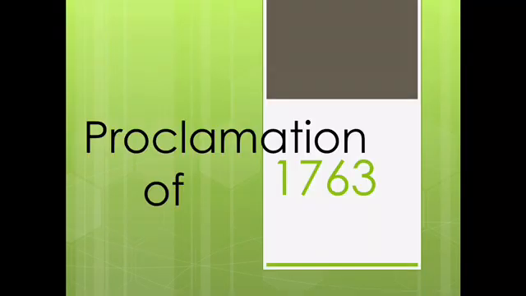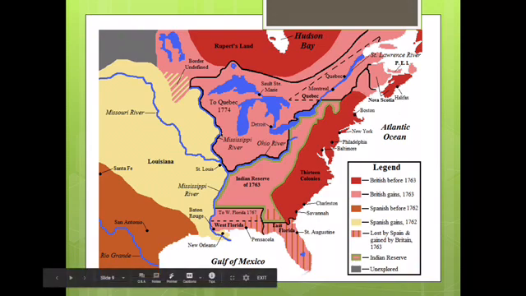So, the Proclamation of 1763. This is what I promised you we'd talk a little bit more about. A proclamation, to proclaim something, is to say it with authority, to say this is how it shall be, this is what I demand. So the Proclamation of 1763 is a demand from the king that shall be followed, shall not be broken. It is the law. And again, we are talking about this land right here.